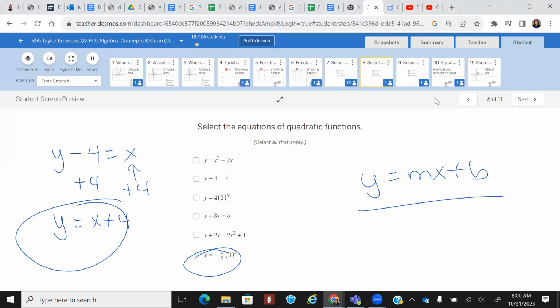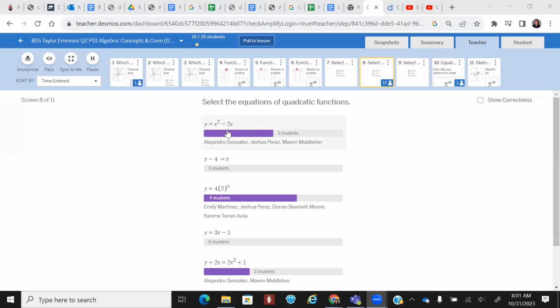All right, looking at slide number 8. Let's go ahead and answer slide number 8. Do you agree or disagree on this one? Look at the board. Do you agree or disagree on this one?